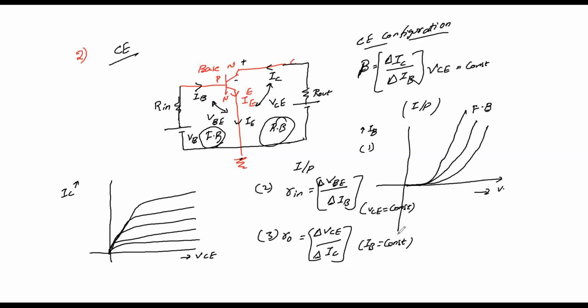Now we'll see the relation between alpha and beta. This is your CE configuration. Now we'll go to the CB and CE configuration, the important relations. Then we'll see the CE and CB configuration alpha beta relations.